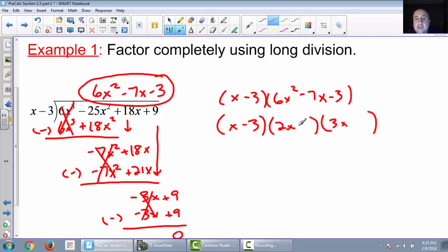Okay, we get negative 3 by multiplying negative 3 times a positive 1. Okay, that works. Now we have to check this. We have to check and make sure this works. Remember the outside 2 and the inside 2.